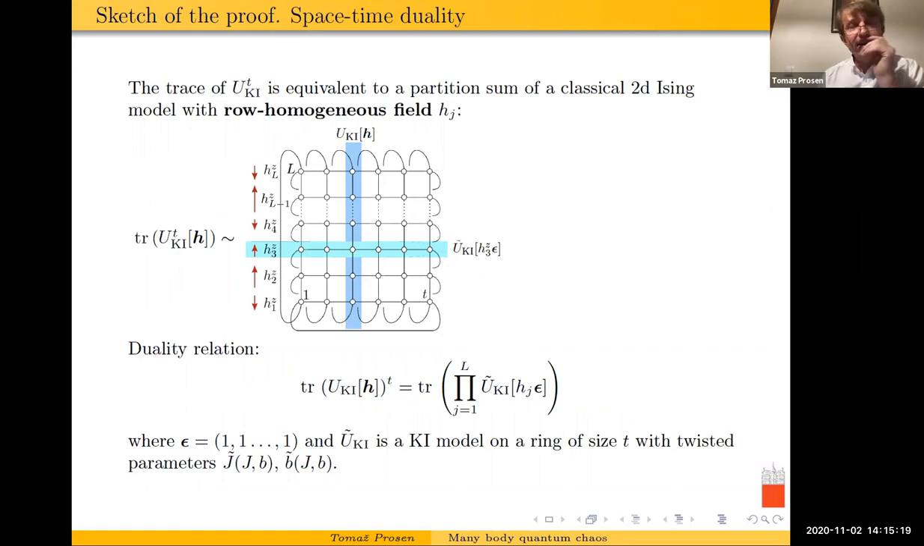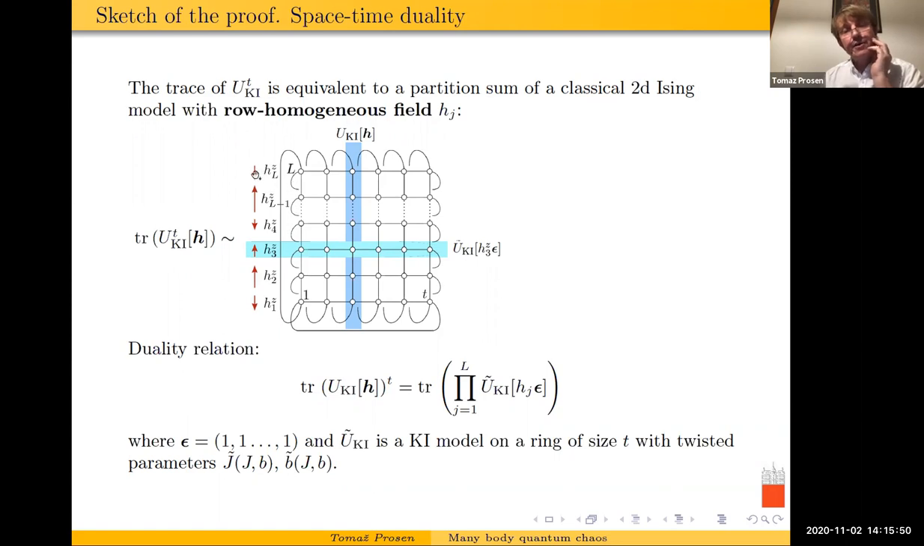So the idea now is to write this trace of U to the t as a partition function of a 2D statistical model. As you are used to, quantum mechanics in one dimension is in some sense equivalent to statistical physics in two dimensions when you treat time as a second dimension. To show that, one simply inserts identities, you insert t identities, which gives t layers of time. So the horizontal axis now is time, the vertical axis is space.